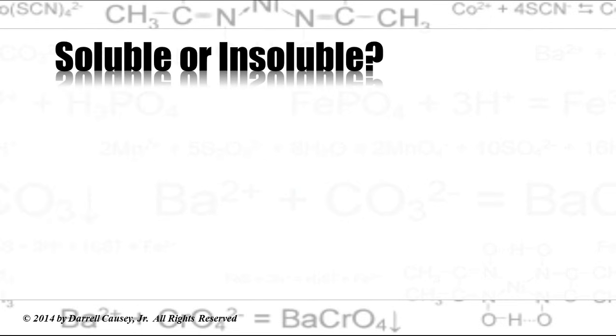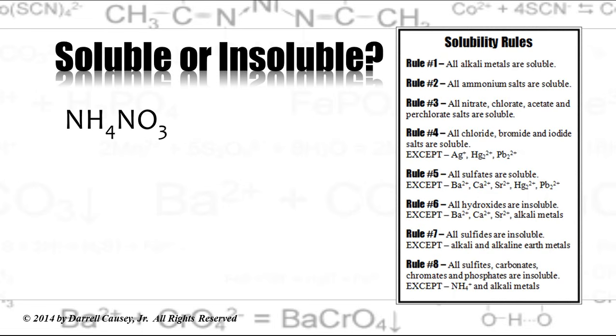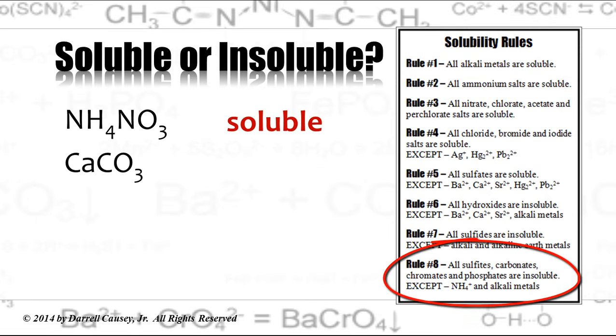Soluble or insoluble? Ammonium nitrate. Well, let's bring up our little chart and notice that all ammonia salts are soluble. Soluble compound. Calcium carbonate. Well, if we look down at rule number 8, all sulfites, carbonates, chromates, and phosphates are insoluble except for ammonium and alkali metals. So this is insoluble.